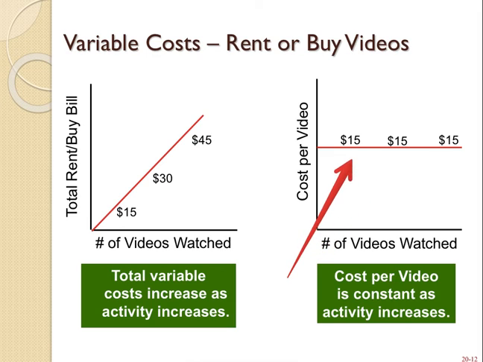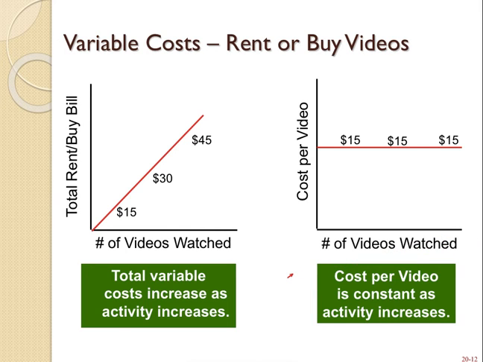If I buy one video, each video costs me $15. If I buy 2 videos, each video still costs me $15. If I watch 3 videos, each video still costs me $15. So on a per unit basis, variable costs stay the same per unit as volume increases.